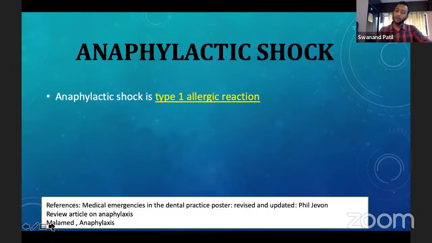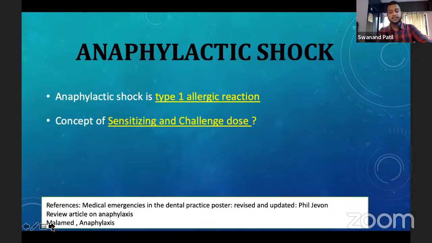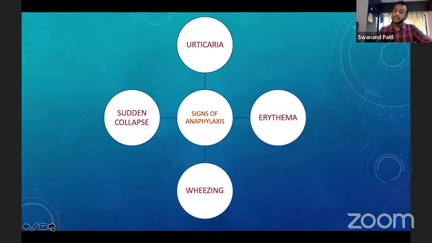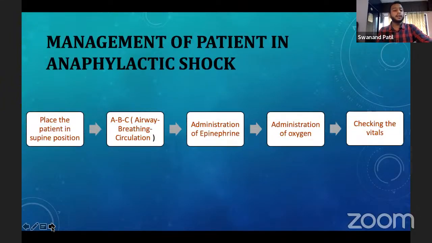Next is anaphylactic shock. It is a type 1 allergic reaction. Sensitizing dose is the first exposure of antigen, and challenge dose is the re-exposure when antigen antibody reaction is triggered. Generalized anaphylaxis is the wide range of clinical symptoms that may develop in anaphylaxis. The signs include urticaria, arrhythmia, wheezing, and sudden collapse. I would like to mention the chemical histamine here, which is inactively present in the body, bound to heparin. Management includes placing the patient in supine position, assessing the ABC, administration of epinephrine, administration of oxygen. Corticosteroids can also be prescribed here if epinephrine is not allowed.